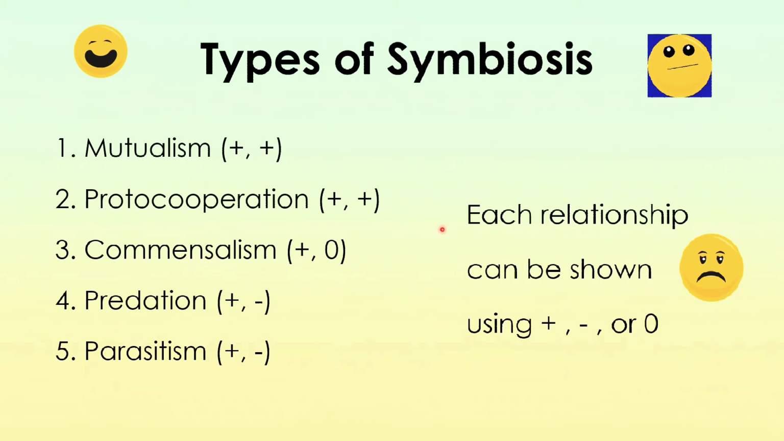So each relationship can be shown using the positive, negative, or neutral sign. In the next slide, we will be learning about these signs to identify the relationship of one organism to another organism, because in these relationships we are talking about two different species and their relationship.